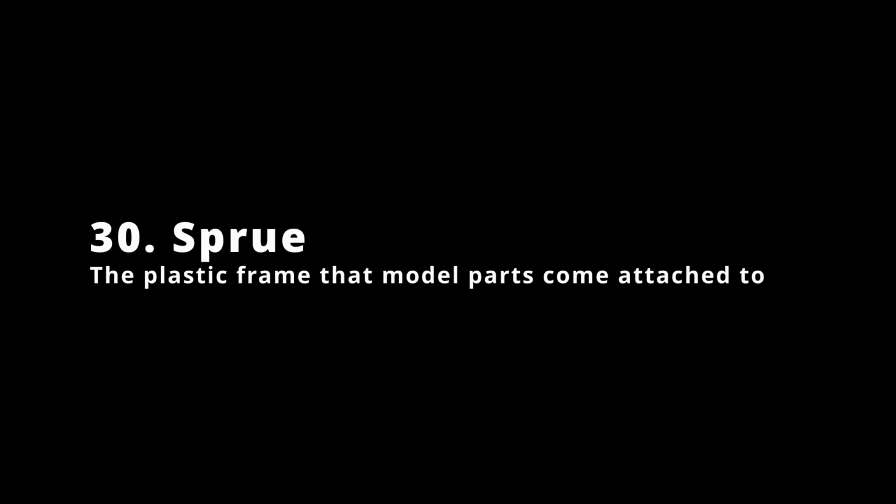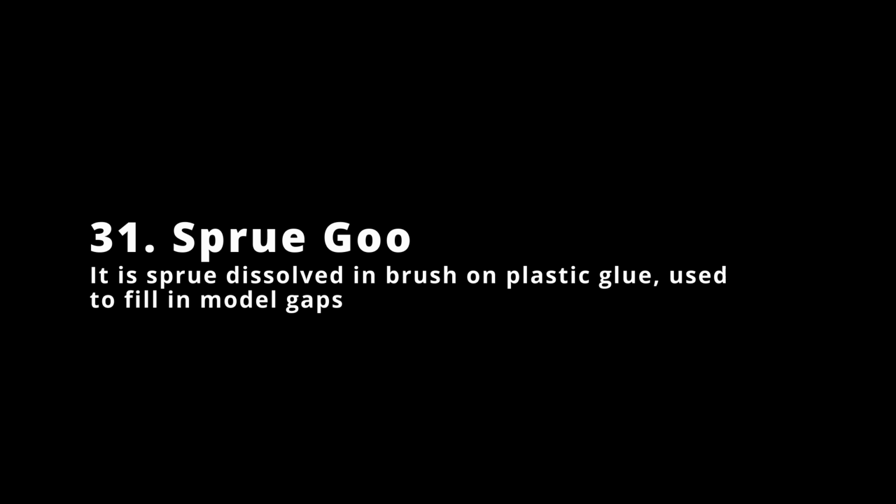Number 30, sprue. The plastic frame that model parts come attached to. Number 31, sprue goo. It's sprue dissolved in plastic glue. It's often used to fill in model gaps. Number 32, Blu Tack. Reusable putty used to temporarily hold models together during test assembly or sub-assemblies for painting. Number 33, magnetizing. Adding magnets for interchangeable weapons or easier transport.